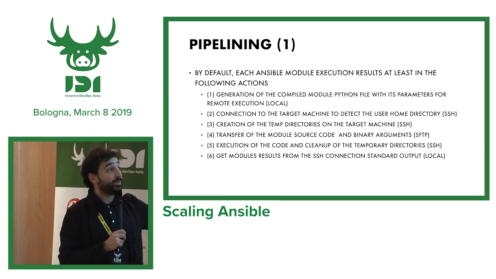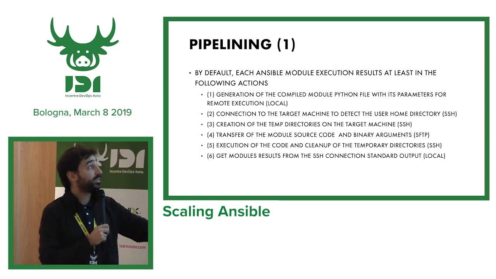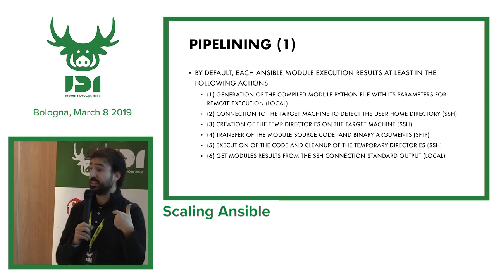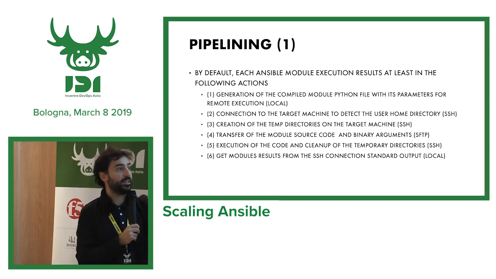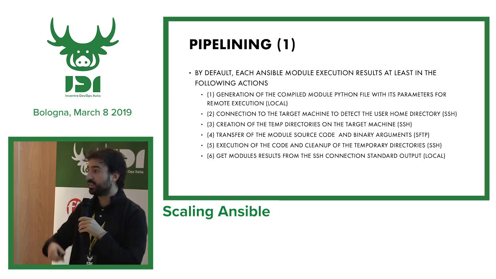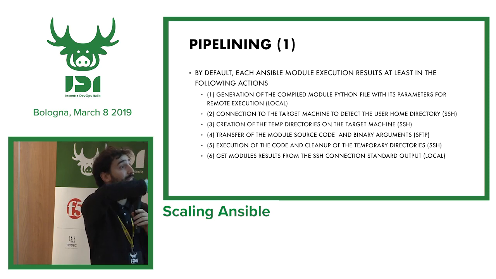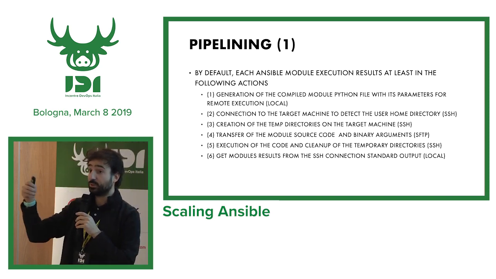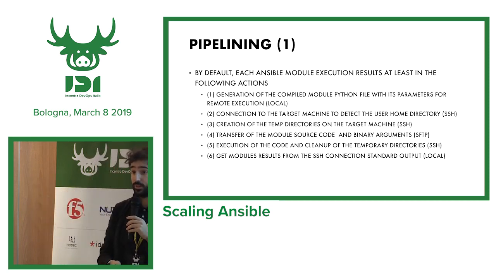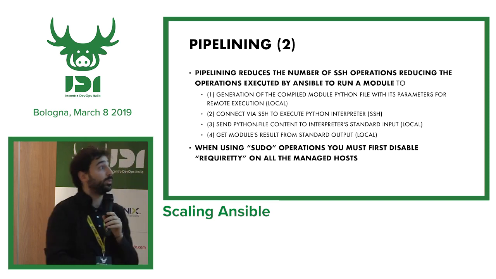Then at the fourth step, the code is copied to the remote host via SFTP. After that, the code is executed over SSH, so there is an SSH command to run this blob with Python. And then you get, from the standard output of this Python script, the output of the execution. Six operations, four of which are over SSH, just to execute a single task on a single host. A lot of SSH things. That's also why connection multiplexing is useful.